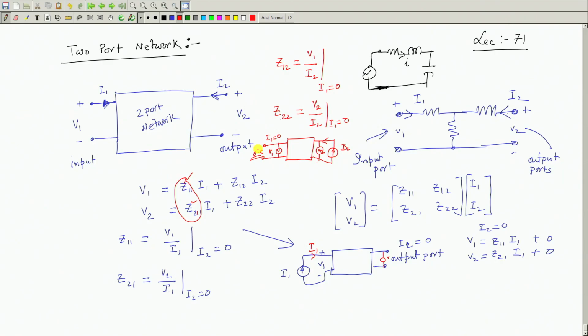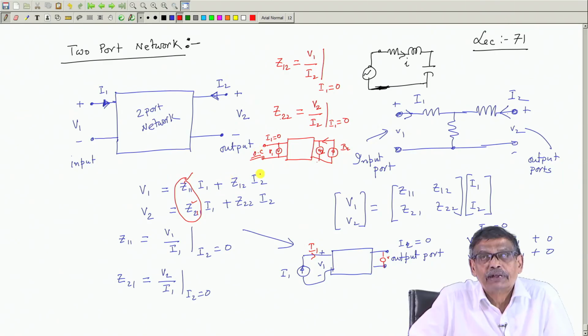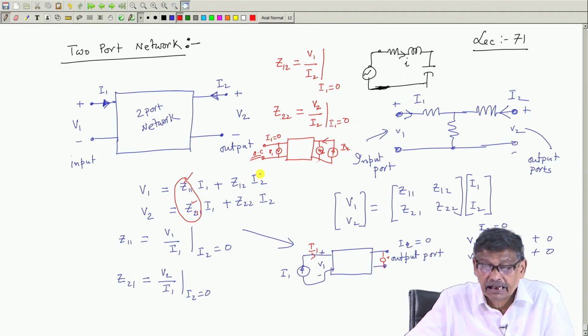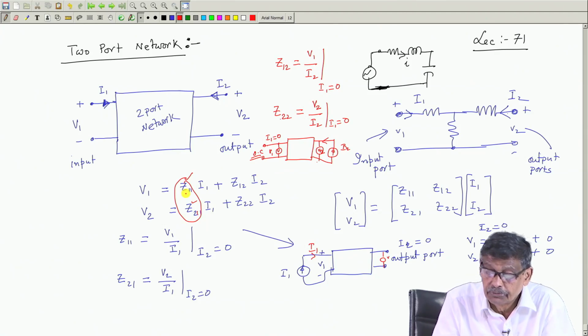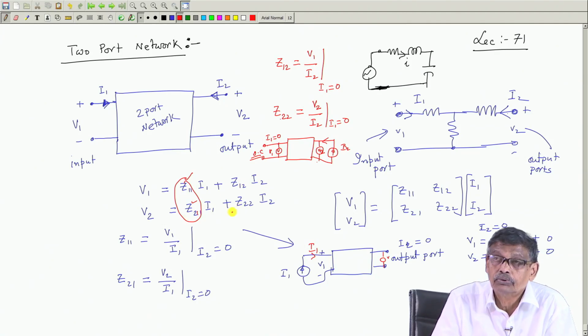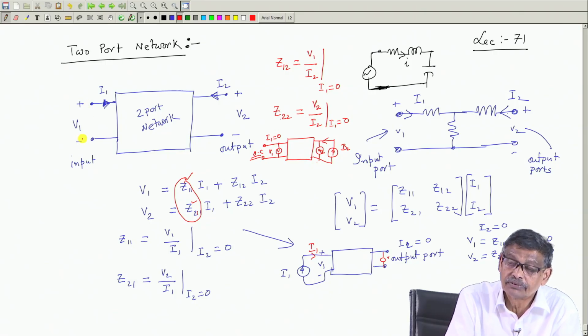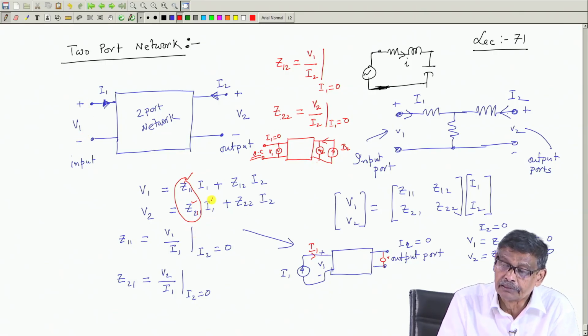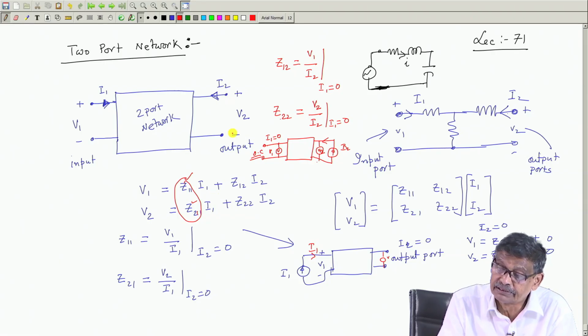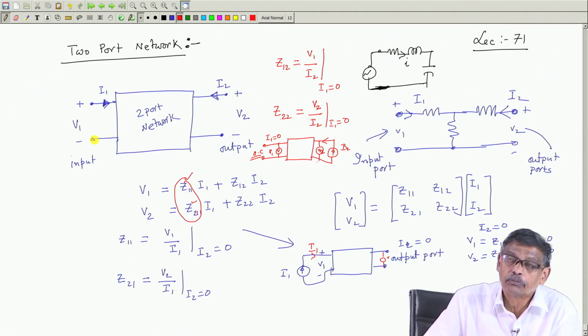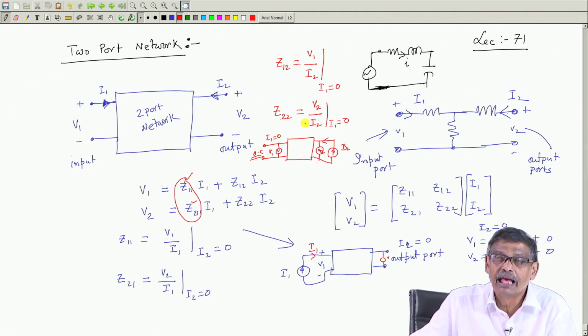So, all the 4 parameters can be obtained, provided this network is a good candidate, so that it can be represented as a 2 port network. You get the values of Z11, Z12, Z21 and Z22 by doing simple experiments: keeping this port open, exciting this port with a current source, you get 2 parameters. Similarly, excite from this side with a current source I 2, measure the voltages of input and output port, you can get all the parameters and then you will be happy.